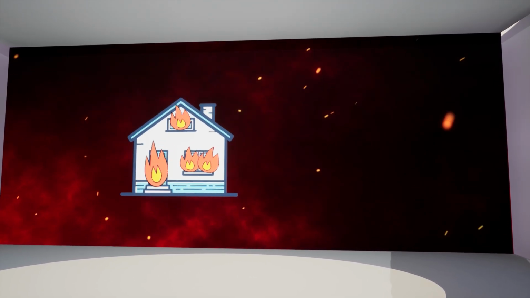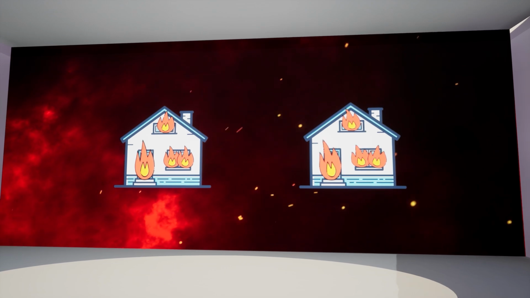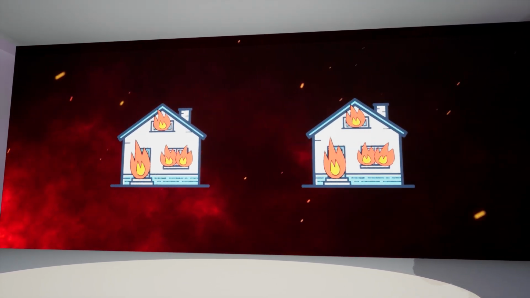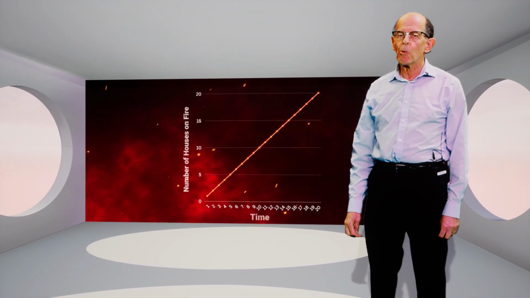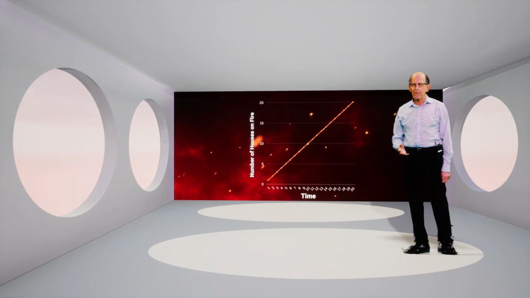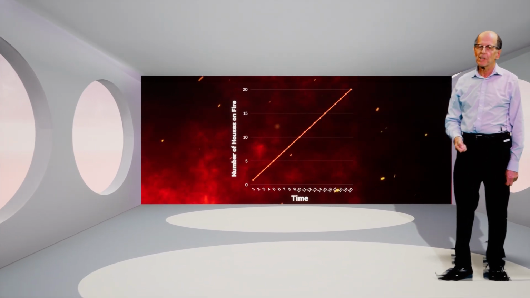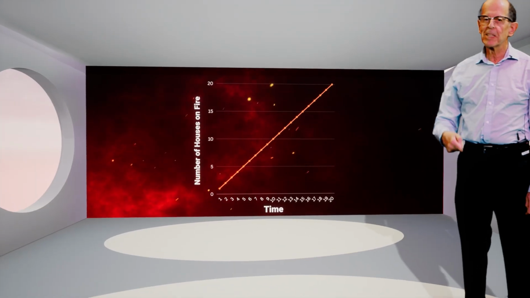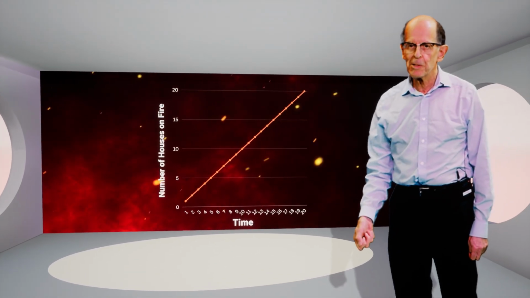So here we have an example of a single house, and the single house has an ember that it's going to launch. It's only going to launch the ember from itself to the next house. So it's what I call a one-to-one development and expansion of the fire. So the first house sends it to the second house. So now we have two fires, and in the next time interval to the third house.